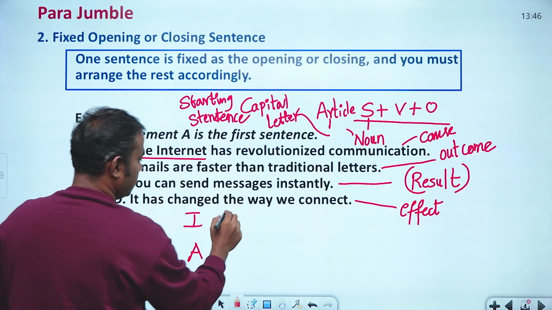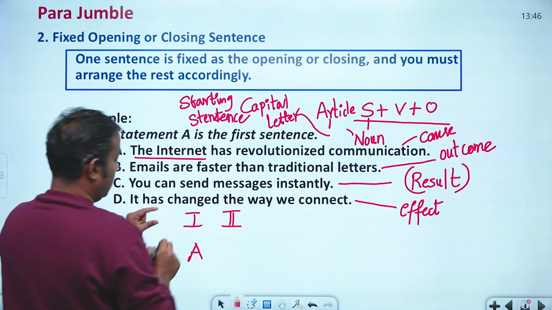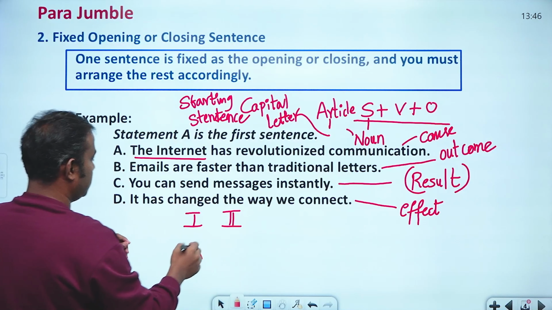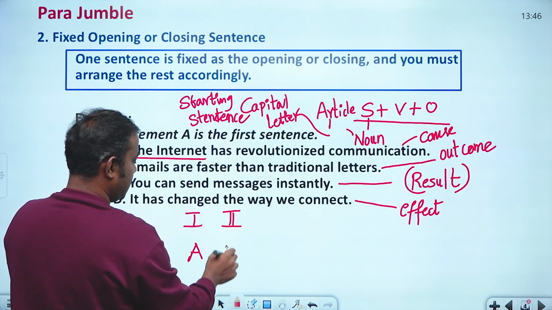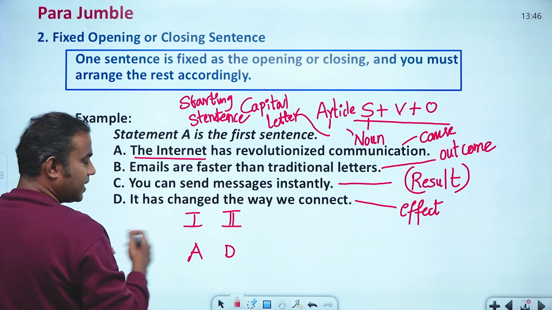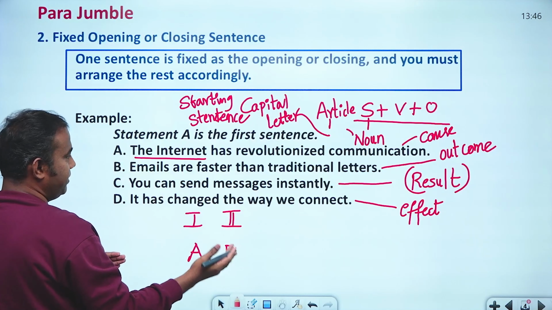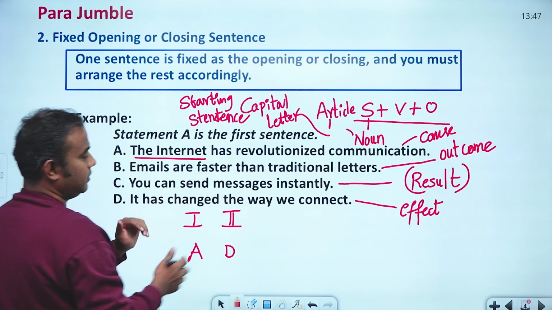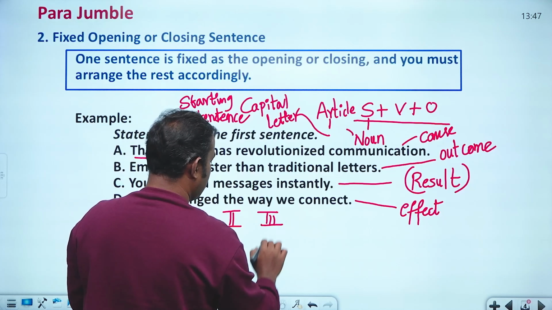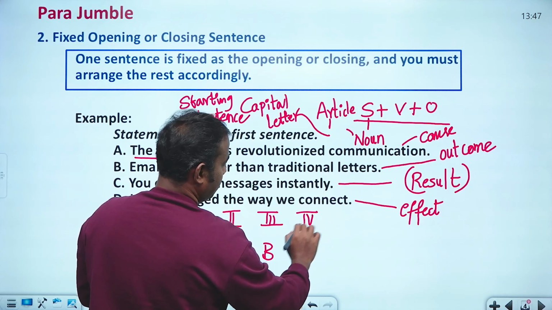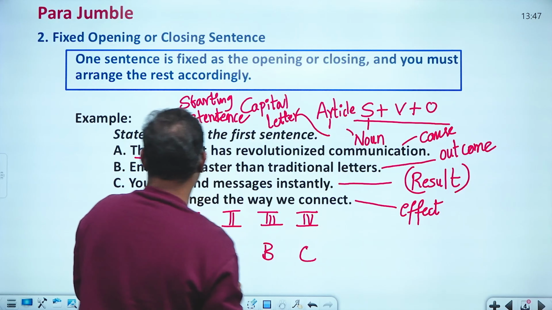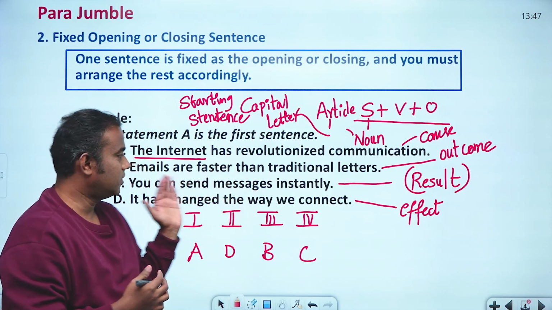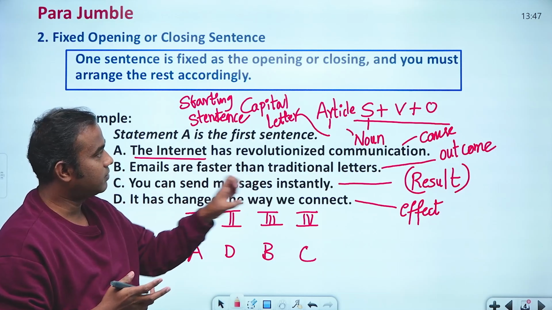So this can be the way: A, then cause and effect. The effect is it has changed the way we connect. Then because of this effect, there is an immediate outcome. The immediate outcome here is emails are faster than traditional letters. Then this would be the final: you can send the messages instantly. That is the final result. So like this, you can identify the meaning.